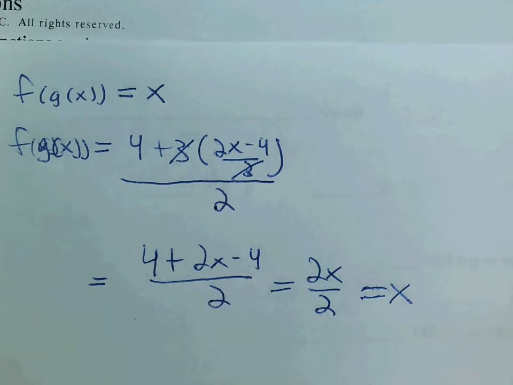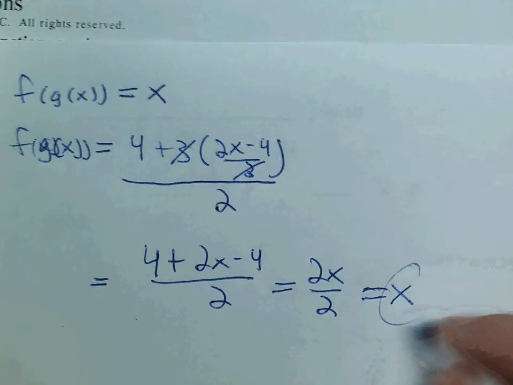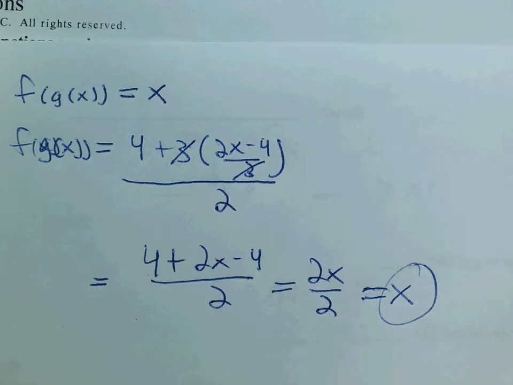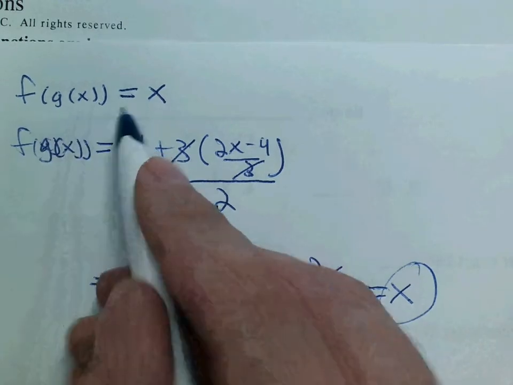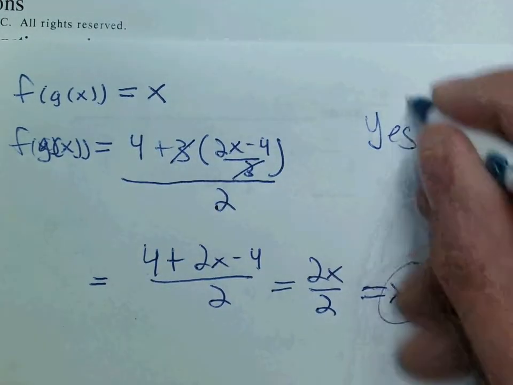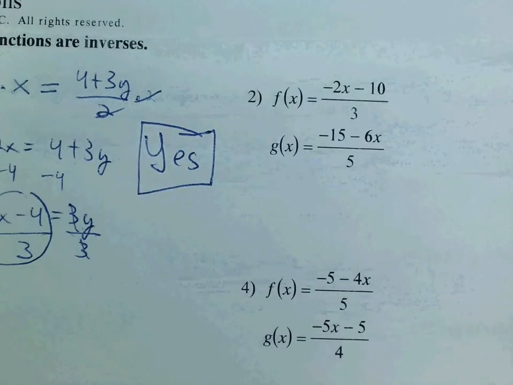And so that means that no matter what we put in for x, g of x will give us something, and f of x will undo it and give us back x. And so the two functions are inverses of each other. If you get that f of g of x equals x, yes, they are inverses.